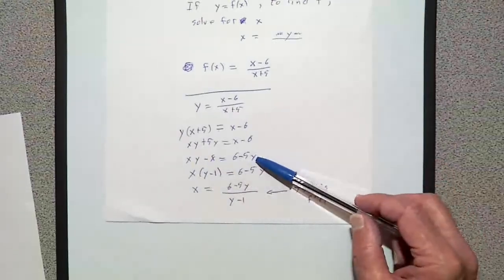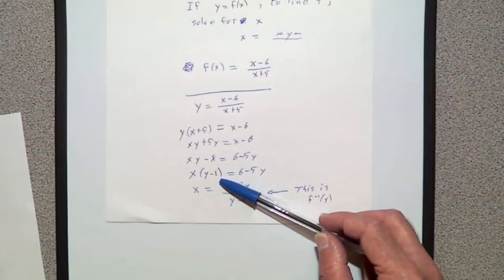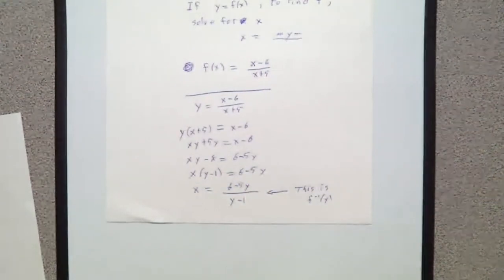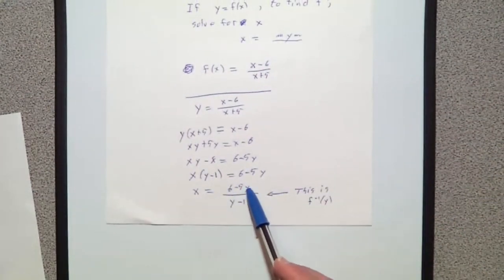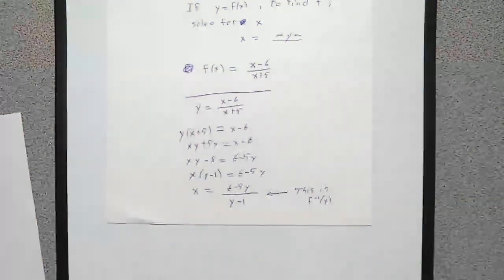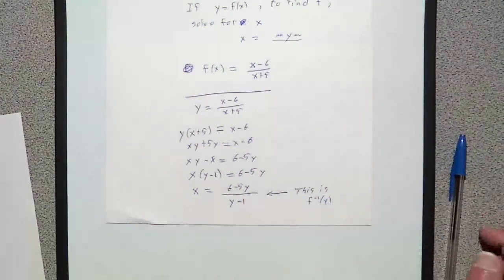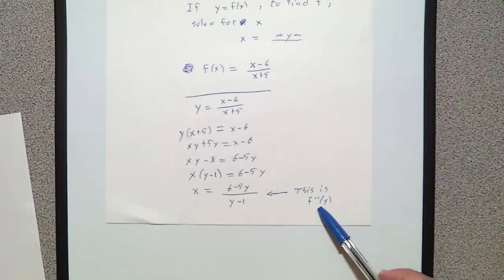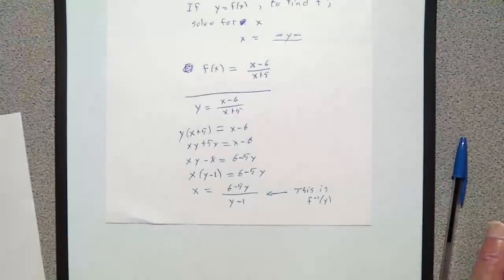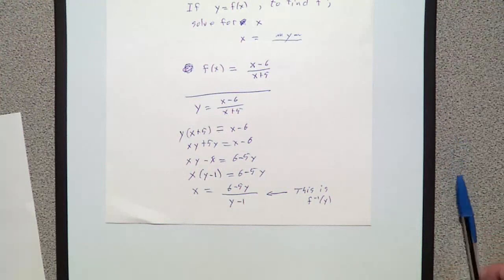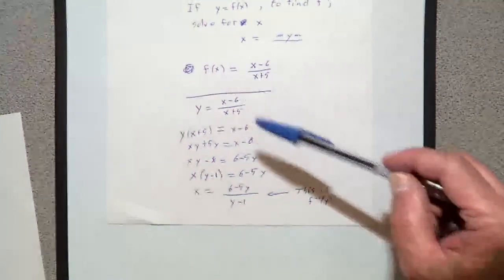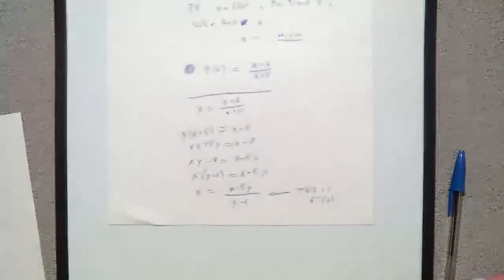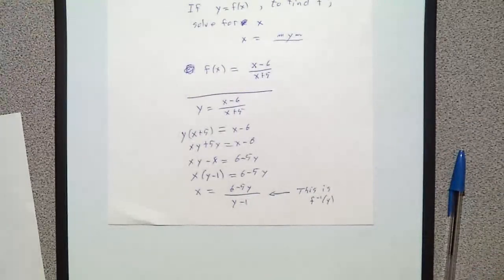xy minus x is 6 minus 5y. x times y minus 1 is 6 minus 5y. x is 6 minus 5y over y minus 1. And this is f inverse of y. Okay, if you prefer, you can now change the variable here to x and get f inverse of x. But f inverse of y is fine. And you can check your answer. You can compose your original function with this function. And if they're inverses, you should get the identity function. If not, not.